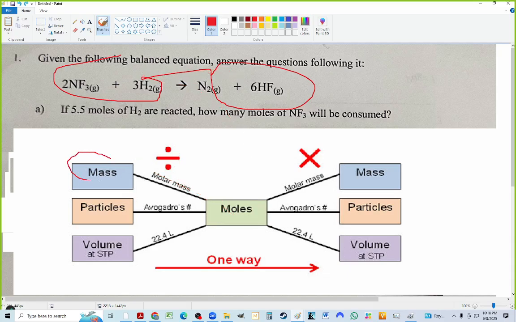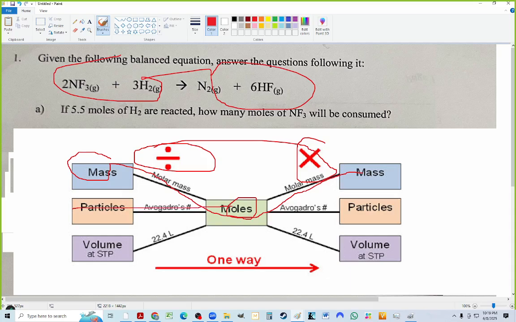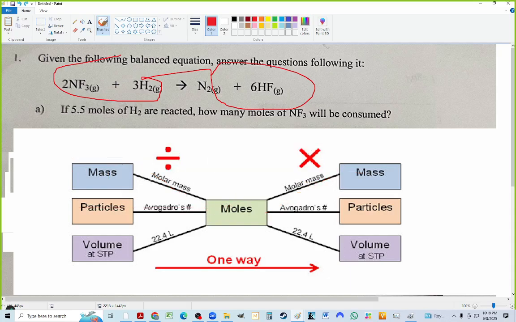So it's showing if I start with mass, this is the path I take. And if I'm trying to get to mass, I got to go this way. And it's showing me even the multiplication or division. If you're trying to get from mass to particles, how do you do that? You take mass divided by molar mass to give you moles, and moles times Avogadro's constant will give me the number of particles.